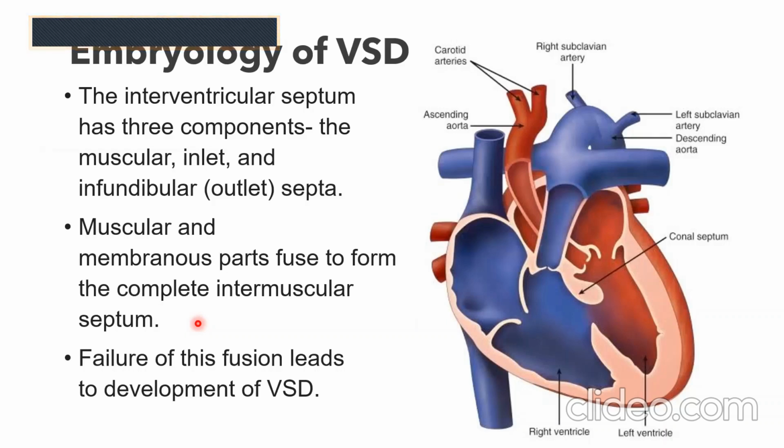The muscular interventricular septum forms by the proliferation of tissue upwards from the apex of the heart, whereas the membranous interventricular septum is formed by the downward growth of the aorticopulmonary septum towards the muscular interventricular septum and the posterior inferior proliferation of the tissue. Fusion of the membranous and the muscular parts of the interventricular septum forms the complete interventricular wall. Ventricular septal defect occurs due to failure of this fusion.